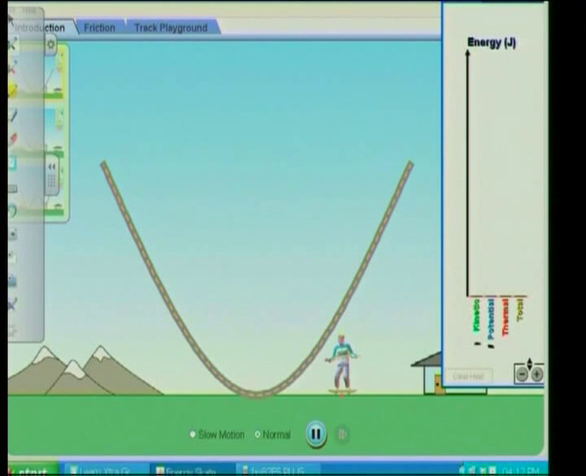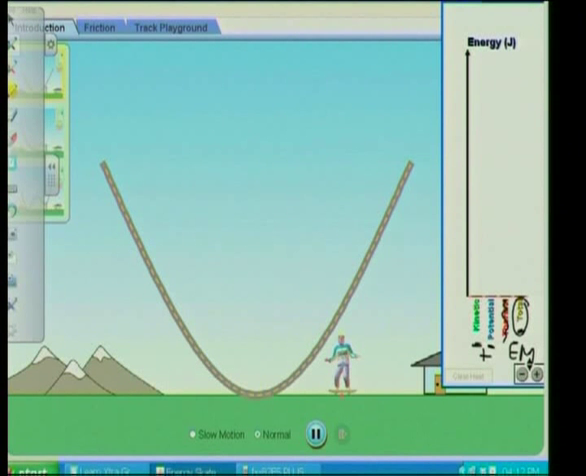Kinetic energy, potential energy. I'm not worried about thermal because at grade 10 level we don't worry about heat. And we're going to look at the total. Now, this total refers to mechanical energy. So that total is my kinetic plus my potential.